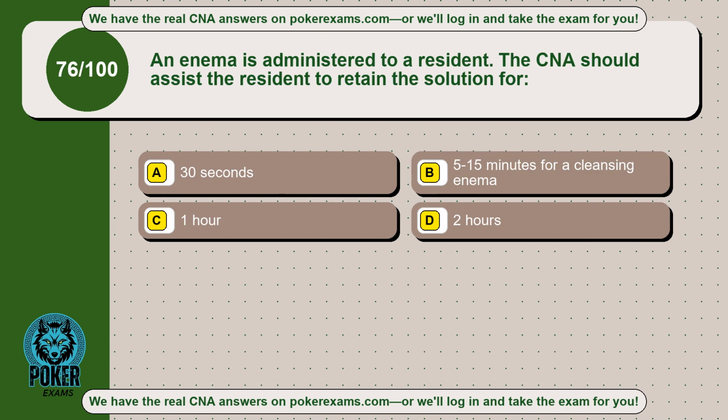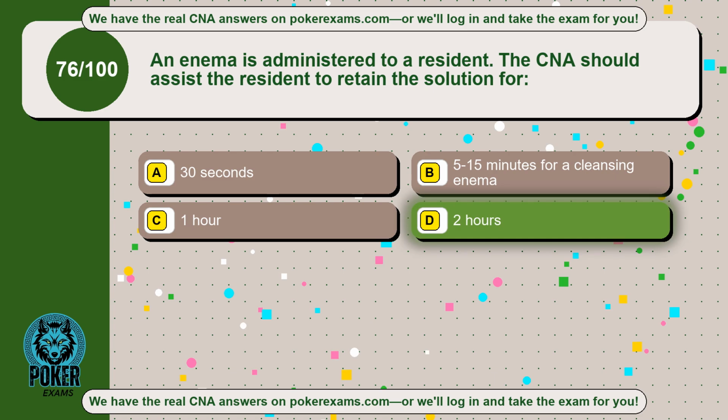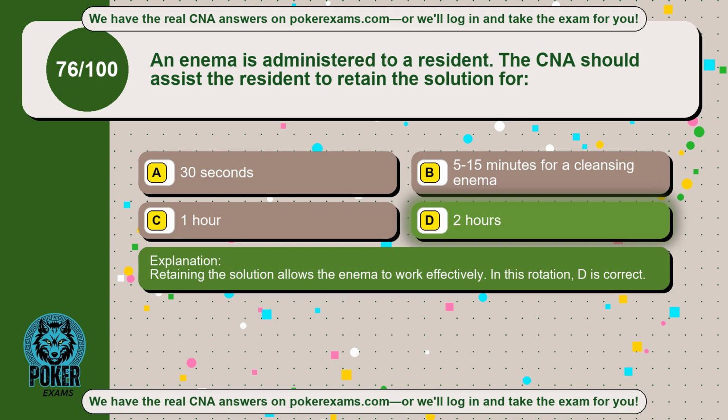Question 76. An enema is administered to a resident. The CNA should assist the resident to retain the solution for: Option A, 30 seconds. Option B, 5 to 15 minutes for a cleansing enema. Option C, 1 hour. Option D, 2 hours. The correct answer is option D, 2 hours. Retaining the solution allows the enema to work effectively. In this rotation, D is correct.